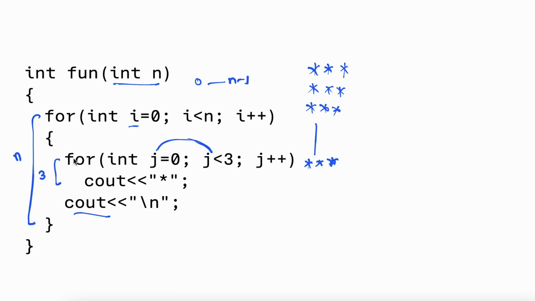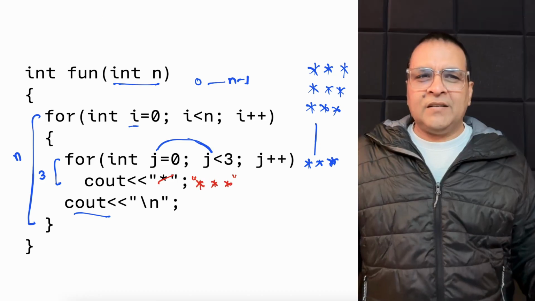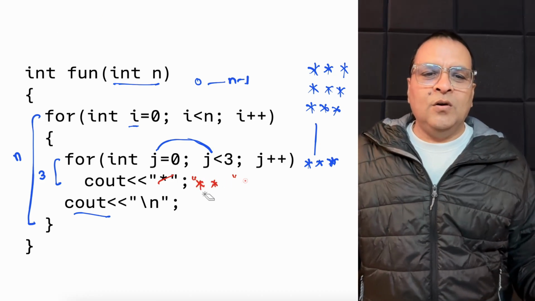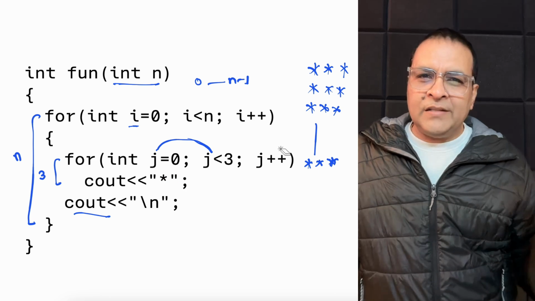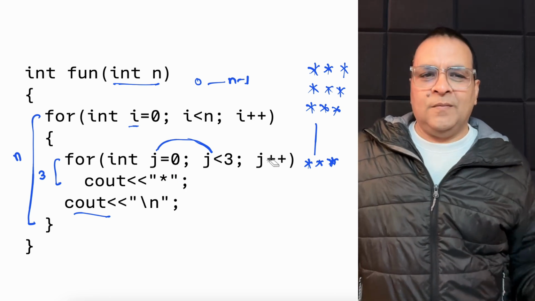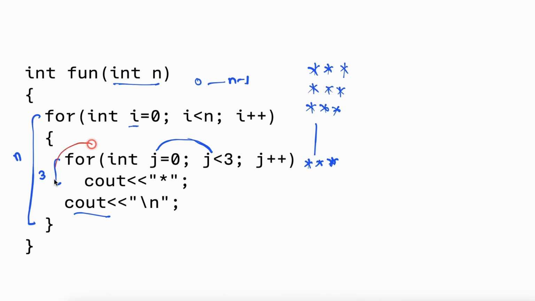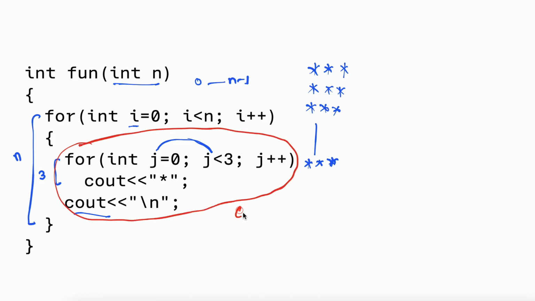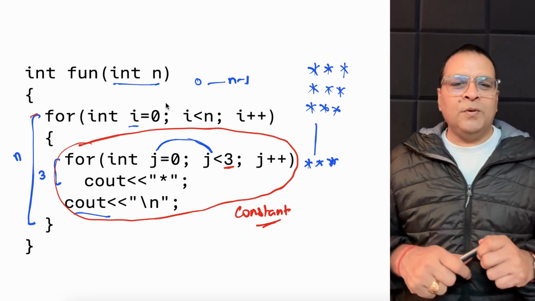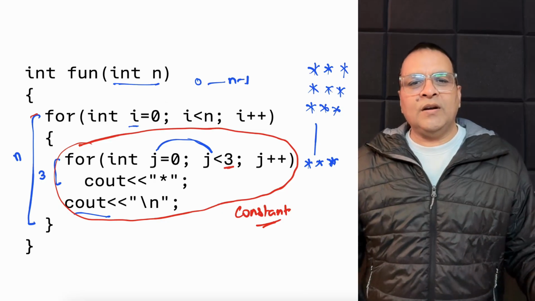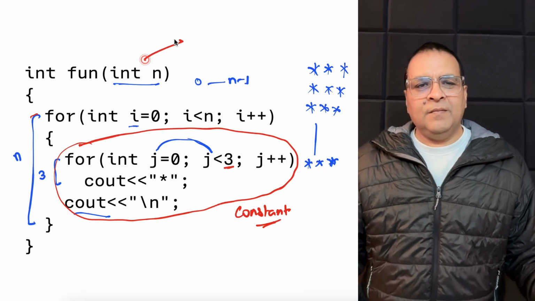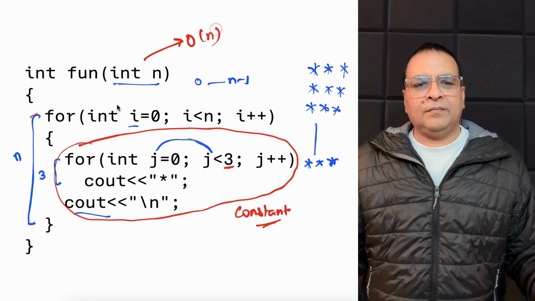Now you may argue that why are we having this inner for loop? We can just print 3 stars here itself. You are correct, but we are not getting into the optimality of this code. We are trying to find out the asymptotic time complexity of the existing code. So in the existing code, this body will take constant time because 3 is constant and the only variability is in the outer loop. So the outer for loop will execute n times, and in every iteration of this loop, this will take constant time. So the total time taken by this function is big O of n.